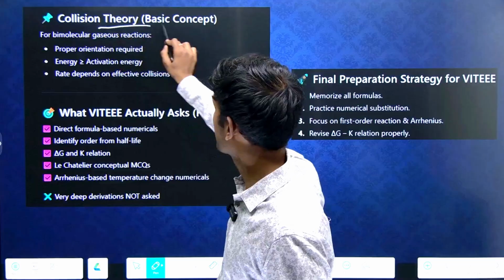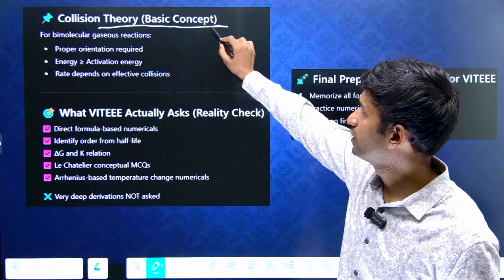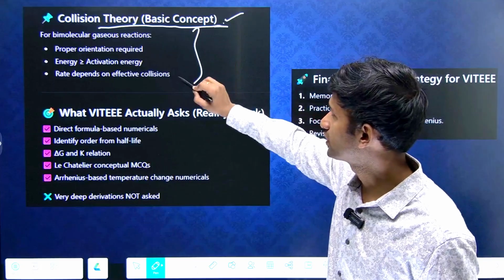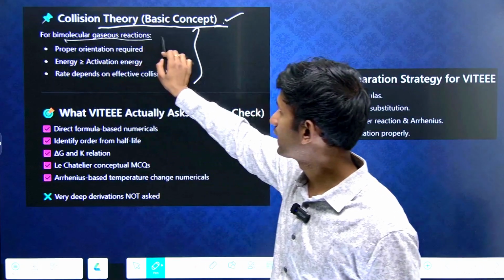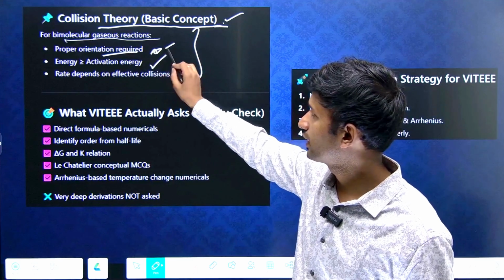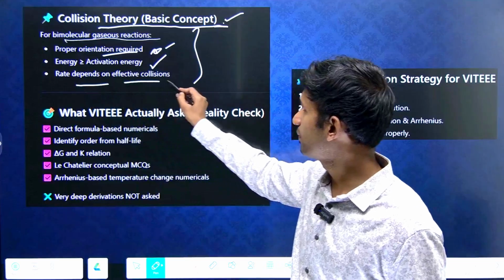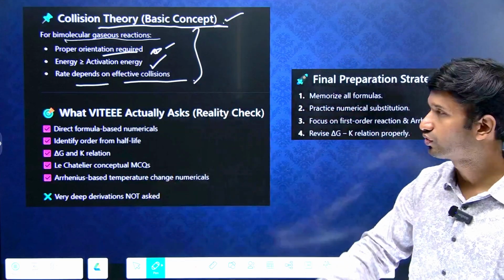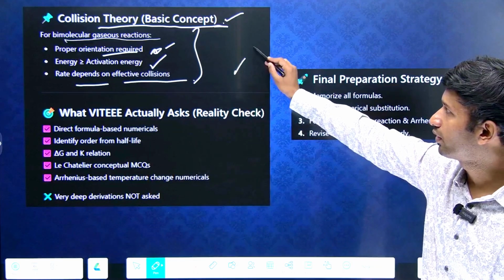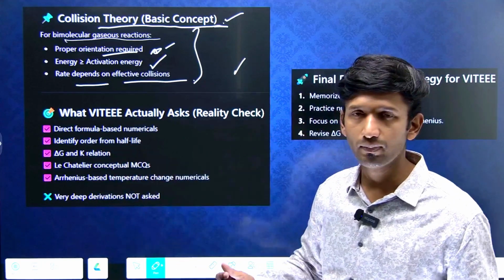Now let's talk about our last topic, last important concept, which is the collision theory. So these are the basic concepts which are asked. For bimolecular gaseous reactions, proper orientation is required, right? And then energy greater than or equal to your activation energy, whereas the rate depends on the effective collision. So these are really important points that you can quickly brush through and keep in mind from the VITEEE perspective.